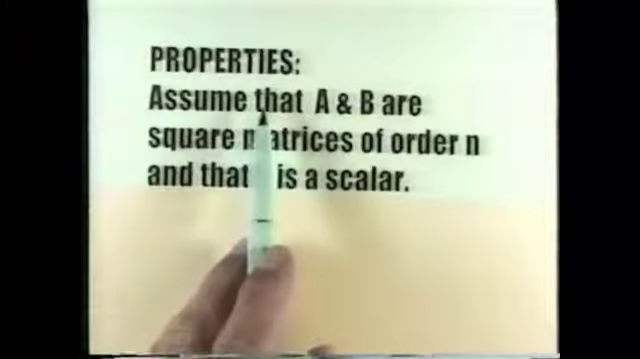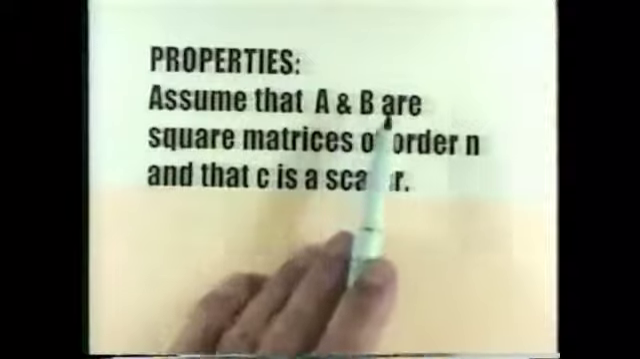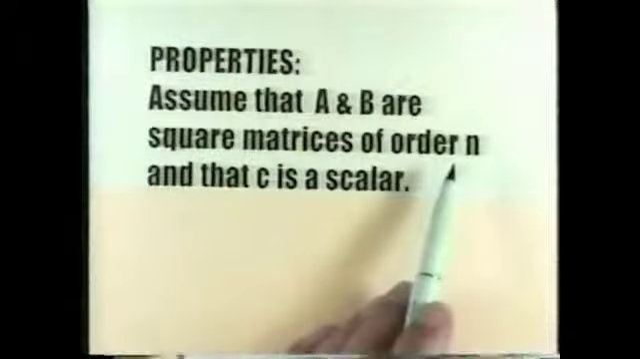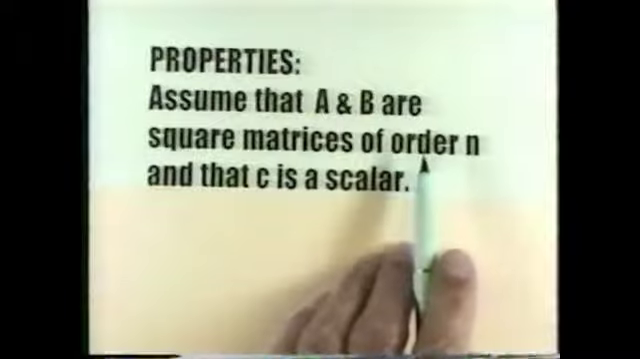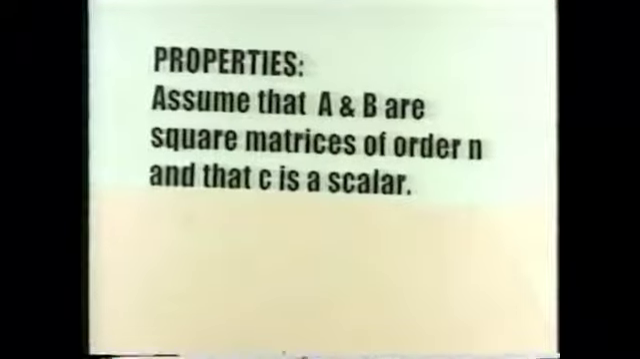For the following properties, assume that A and B are square matrices of order n, and that C is a scalar. Now, say we have a square matrix of order n. That means n rows, n columns.